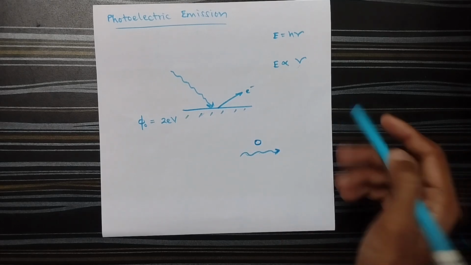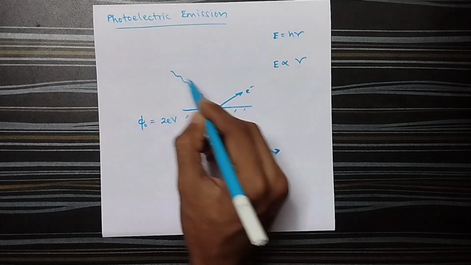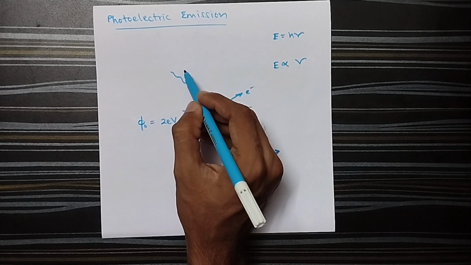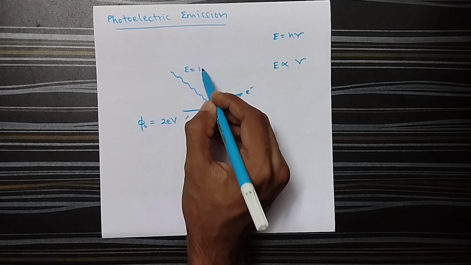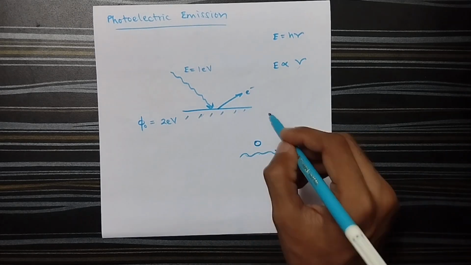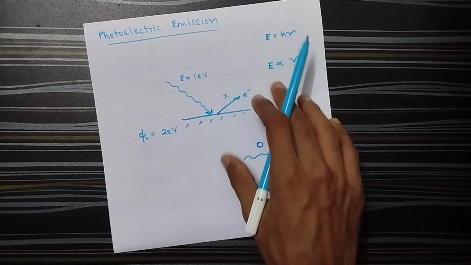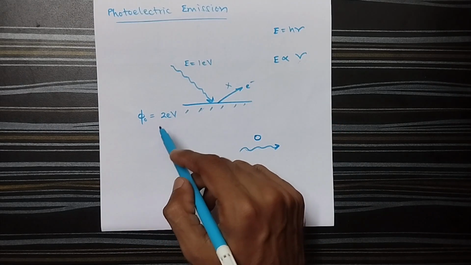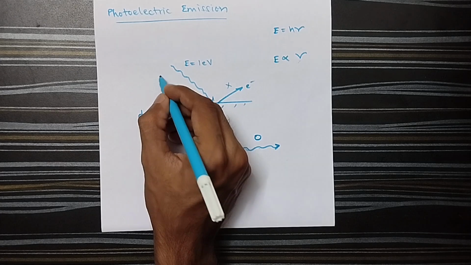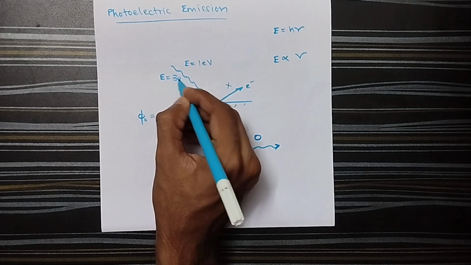And suppose we give an energy of 1 eV. This electron will not jump from this surface because this energy is less than the work function of this surface, right? What if we give E equal to 3 eV?